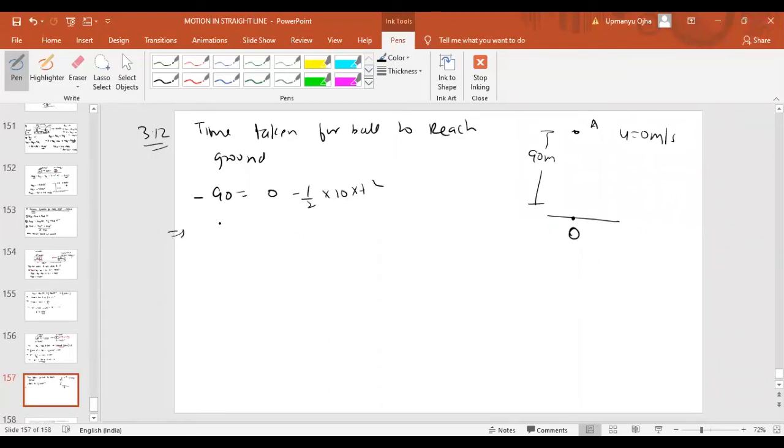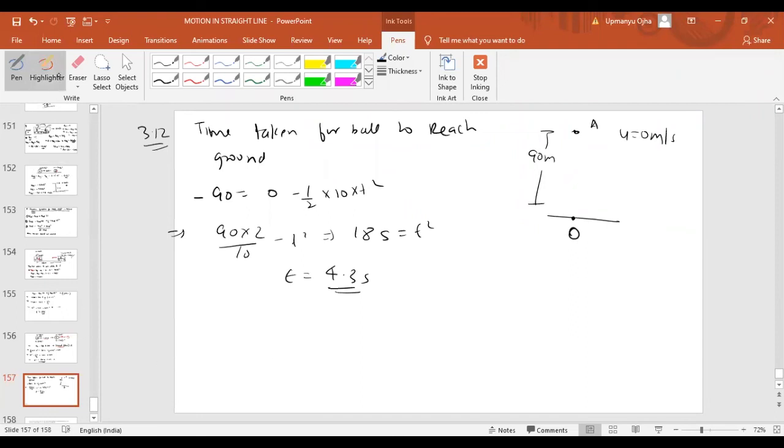So it should come as 90 into 2 by 10 equal to t square, means 18 is equal to t square. So I think the time should come approximately as 4.3 seconds. So in 4.3 seconds, it reaches the ground.